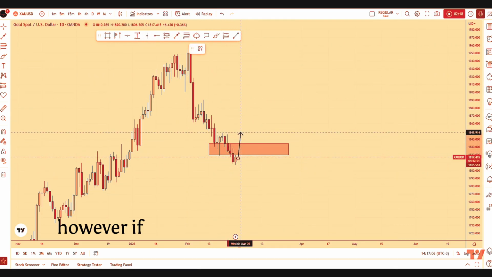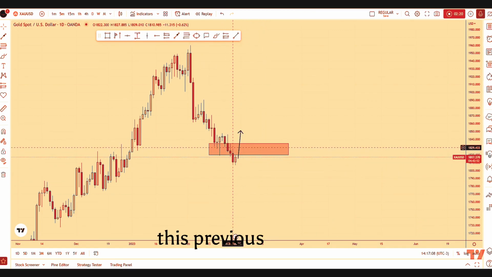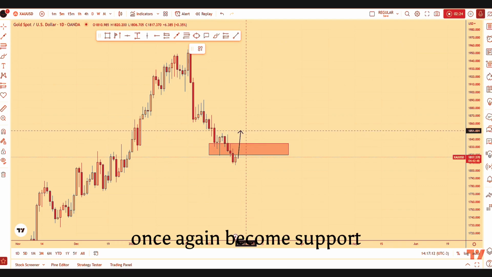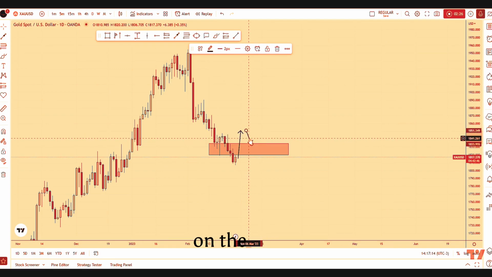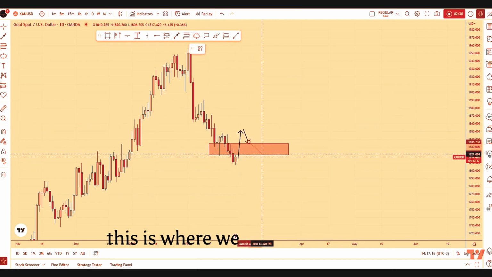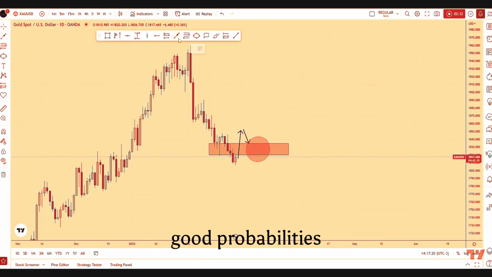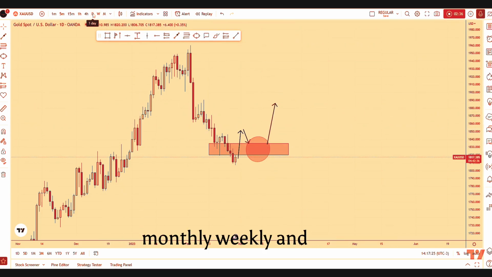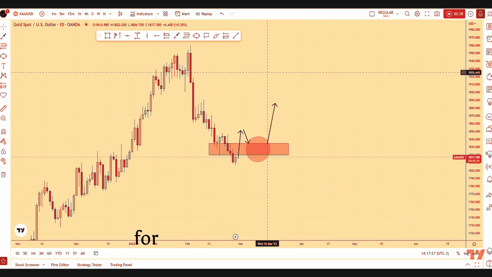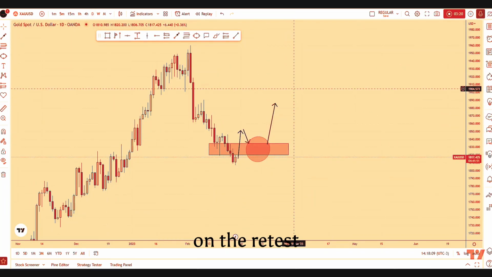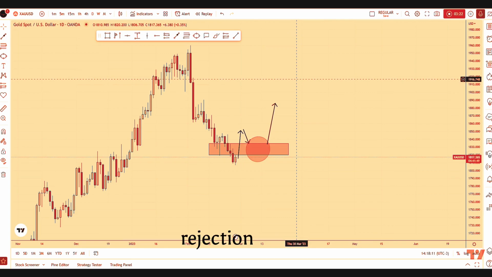However, if the market breaks back above this level, this previous support, now turned resistance, would at that point once again become support. And after the break, on the retest of this previous resistance turned support, this is where we would have quite good probabilities for a potential rejection to the upside, because at that point, monthly, weekly, and daily would all be aligning for a potential move higher in all perspectives. So if we do get the break and the retest, that is how we could be approaching a potential rejection higher.